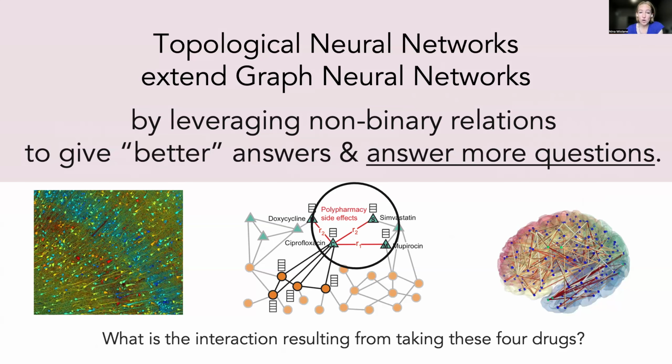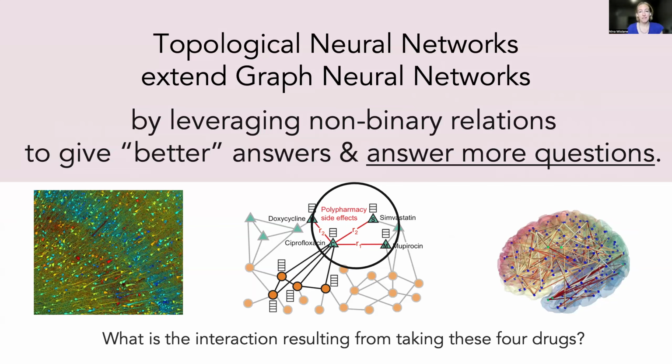And second, they can answer more questions. So again, taking several nodes, not only pairs of nodes, but like here, 4 nodes, we could ask whether there is a hyperedge around these 4 nodes. A hyperedge, again, being an edge that can have more than 2 nodes, here 4 nodes. And we could predict what the strength of that hyperedge is. For example, that would be answering the question, what is the interaction resulting from taking these 4 drugs together? Because binary relationships here are clearly limited. They can tell you whether these 2 drugs interact, whether these 2 drugs interact. But what about if you take 4 drugs together? Will they interact?